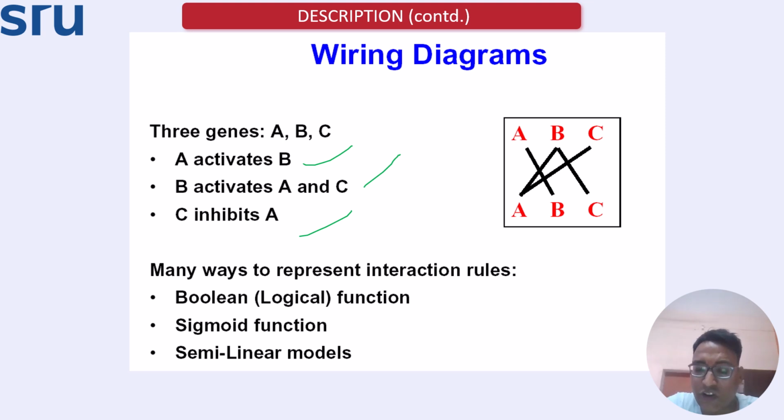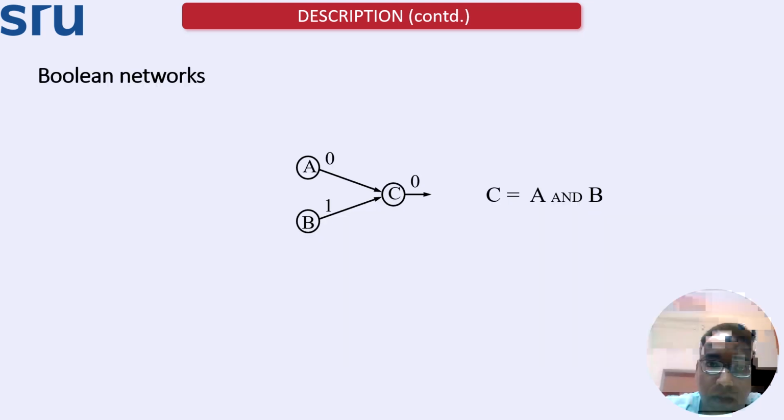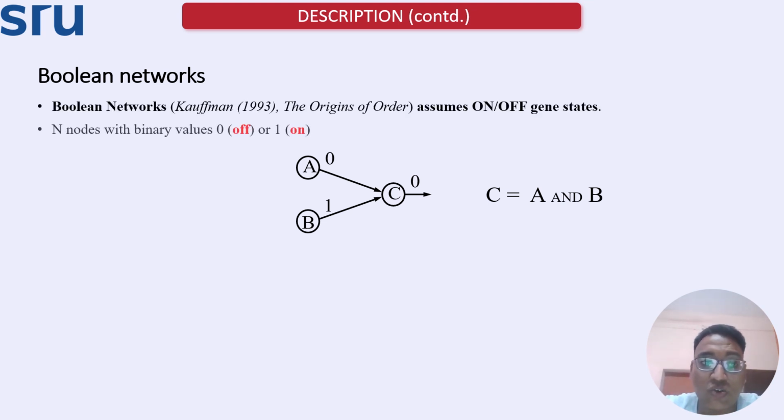So these kinds of regulatory controls are properly governed in a cell, and there are many different interaction rules to work them out. Either it's a Boolean function, that is 1:1, or a sigmoidal function, or a semilinear function. Subject to different conditions, we use different constraints and different functions to work it out. Now let us understand Boolean networks, how things work out.